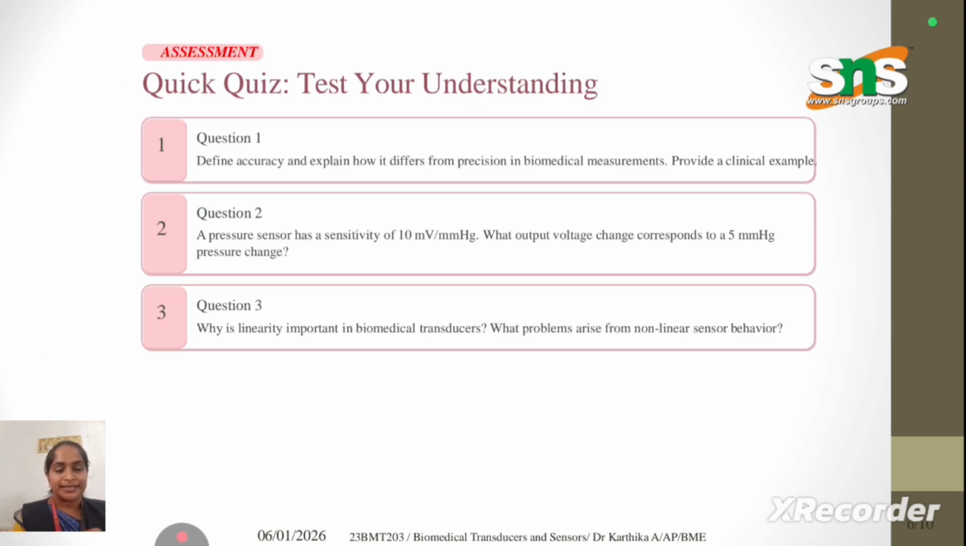In this part, I've included a quiz. Our first question is: define accuracy and explain how it differs from precision in biomedical measurements, and provide a clinical example. Second question: a pressure sensor has a sensitivity of 10 millivolt per mmHg. What output voltage change corresponds to a 5 mmHg pressure change? Question 3: why is linearity important in biomedical transducers? What problem arises from non-linear sensor behavior?